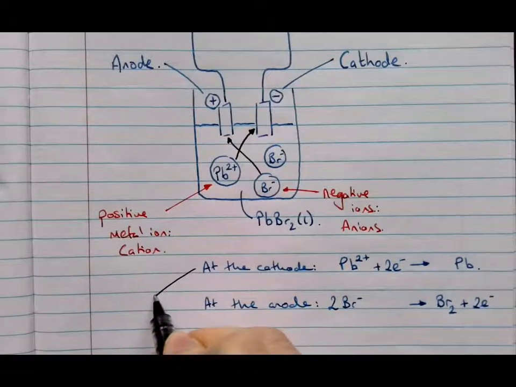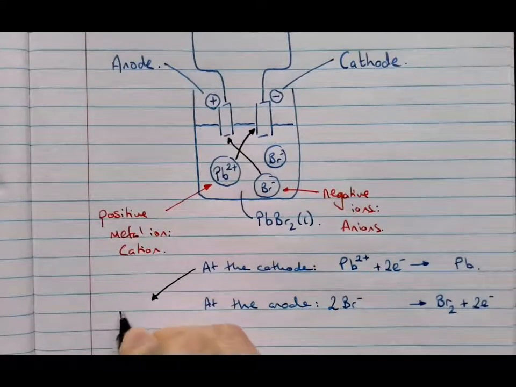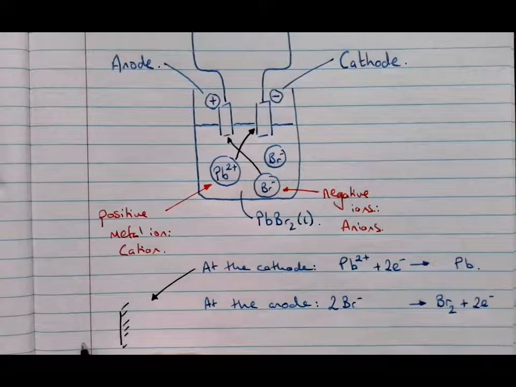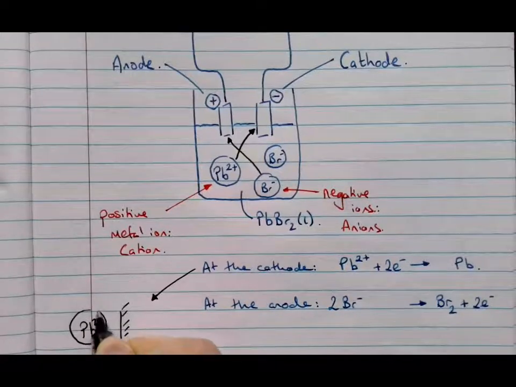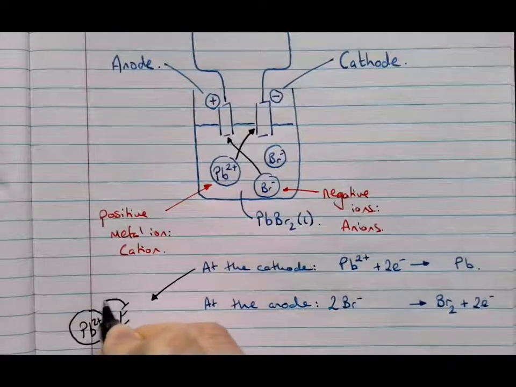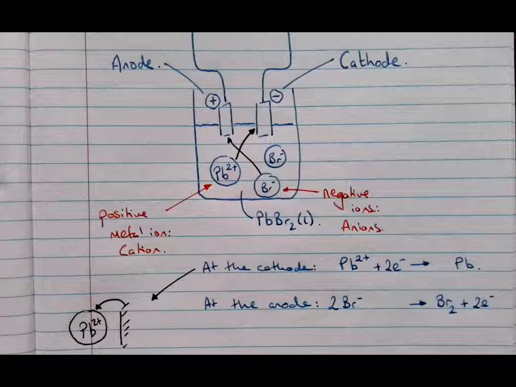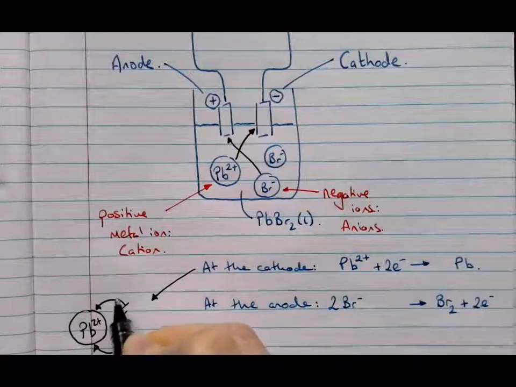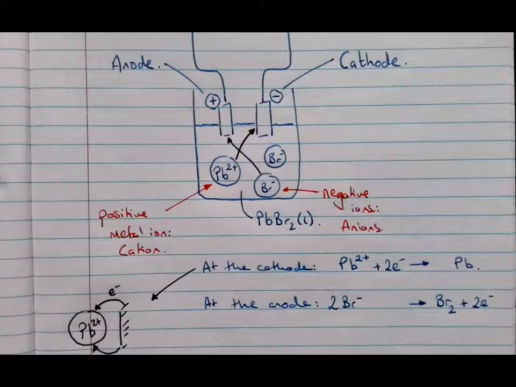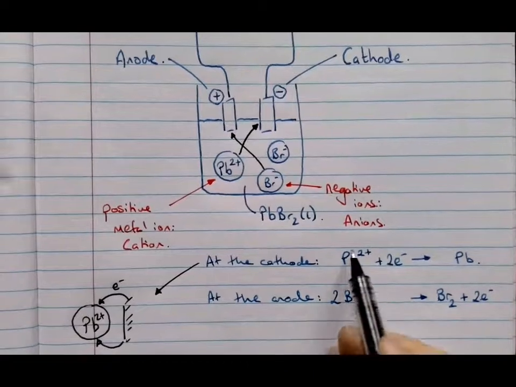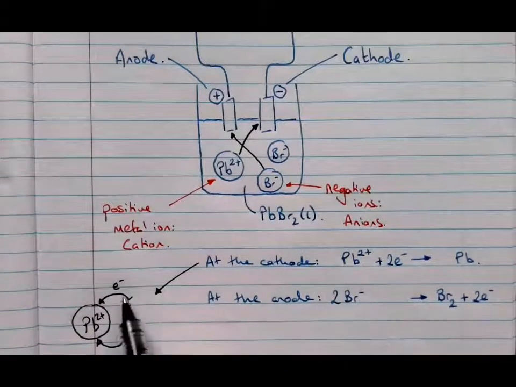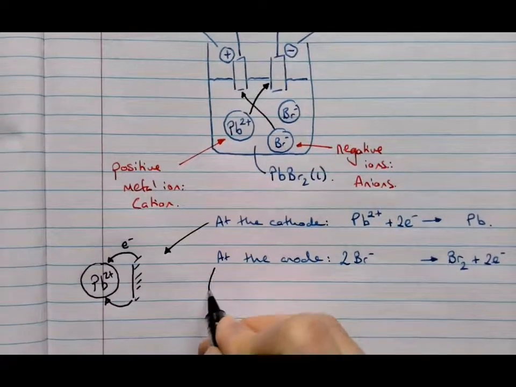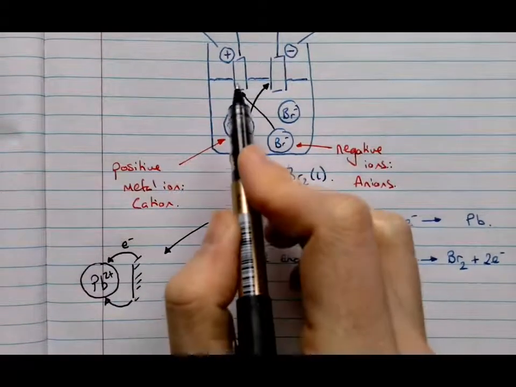Okay? So if we wanted to think about it, we could think about it a little bit like this. So at the cathode, what's happening is we've got our Pb2+, okay, and the electrons are going onto the Pb2+, like that. Okay, so the lead ion is gaining the 2 electrons. It's gaining these 2 electrons. And at the anode, the opposite thing is happening.